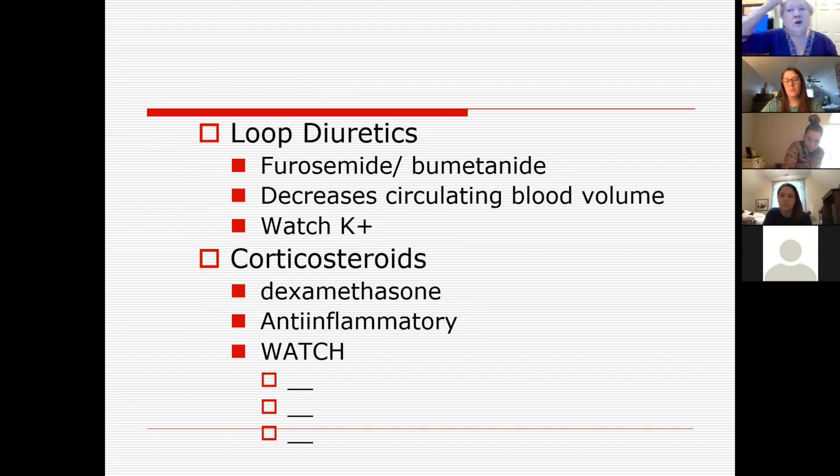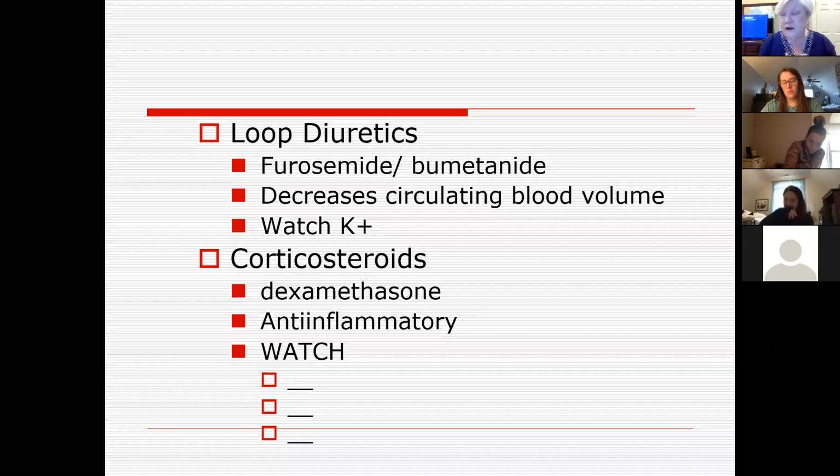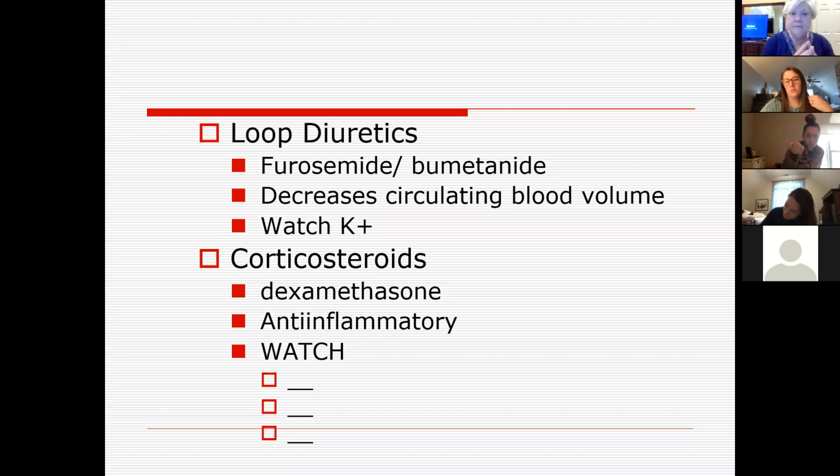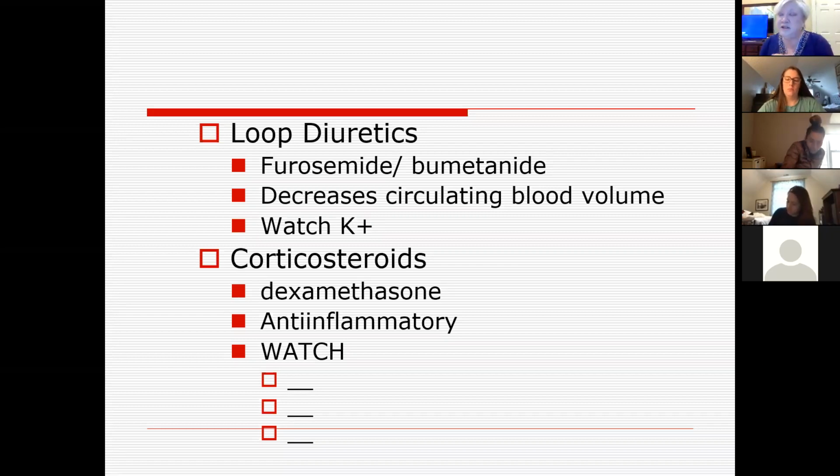We typically use a corticosteroid because what does that do? It decreases edema. Steroids decrease edema. That's one of the functions. It's not the only function, but it's one of the functions. We typically use dexamethasone. That's called Decadron. It is the typical steroid used for cerebral edema, right?